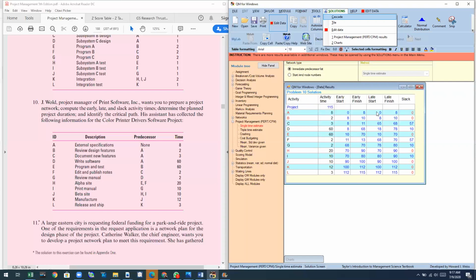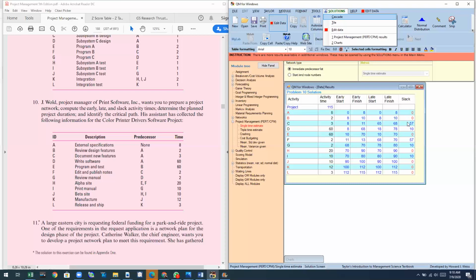Late start is the late start time so that the project will not finish beyond the planned time. This is the latest time to start each activity, and this is the latest time to finish it. The early start and early finish are calculated using the forward method, while the late times are calculated using the backward method. You would have known how to calculate that using the textbook. And then it asks us to calculate the slack activity times.